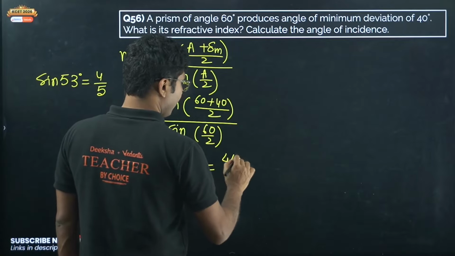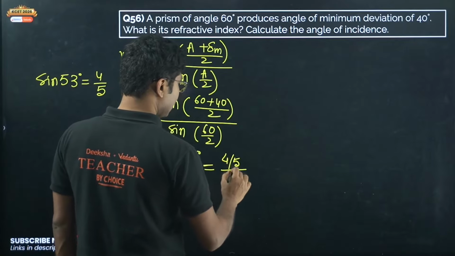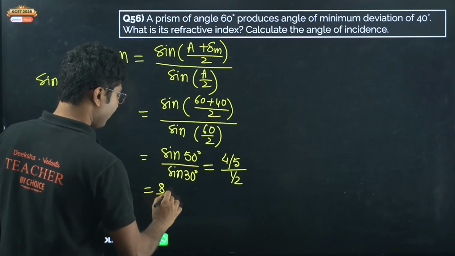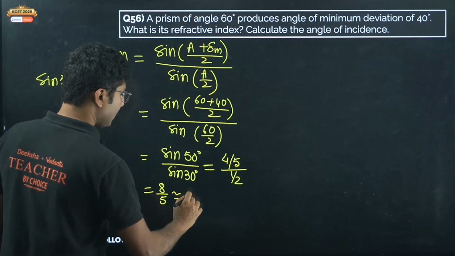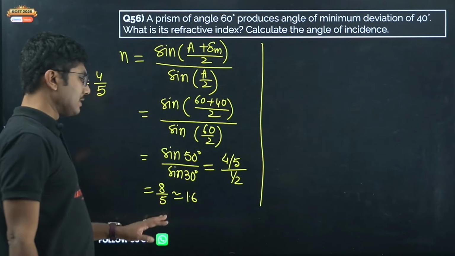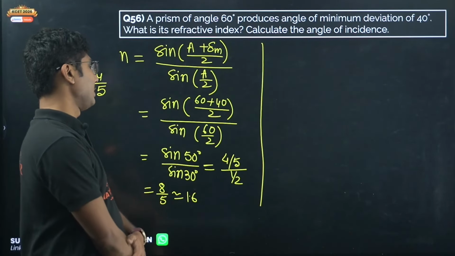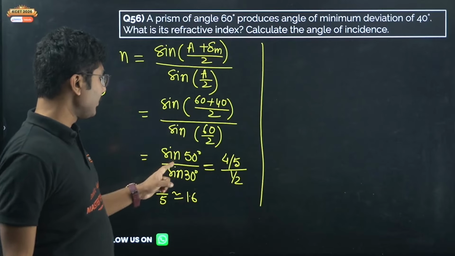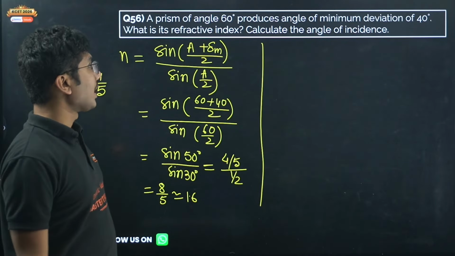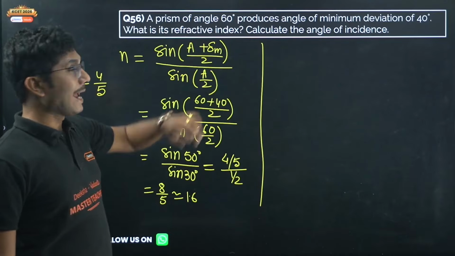So 4 by 5 divided by sine 30, which is half, gives 8 by 5, which is approximately 1.6. I know this value will not exactly match, but it is very close to our result. So this is sine 50 degrees. Refractive index is calculated. Now what about the angle of incidence?